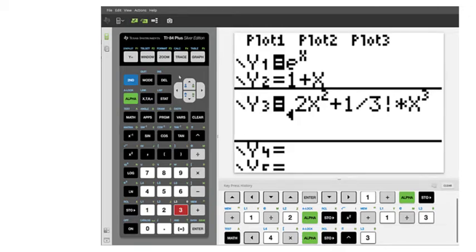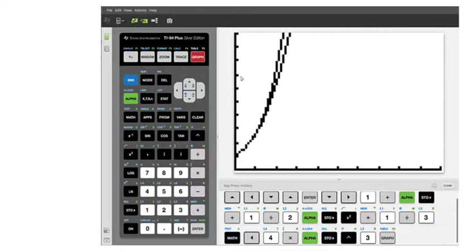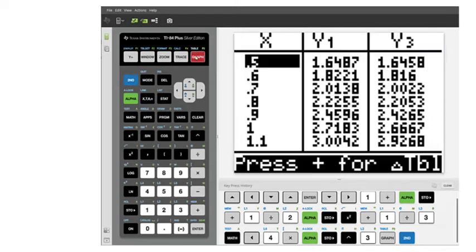Once everything's in there, I can go to graph just to take a look at it, and I see that the graphs are much closer together than the linear was. But what I really want to do is look at the table. So I click on second and the graph button again, and it gives me a table.